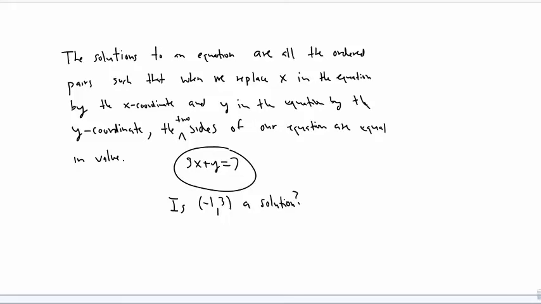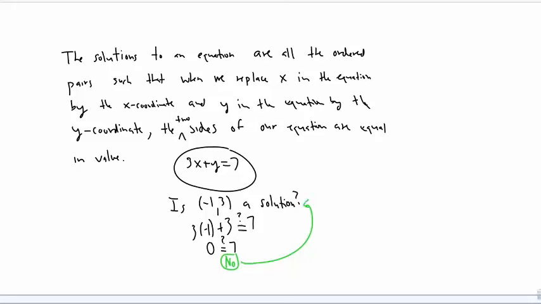Well, being a solution means that when we replace x by -1 and y by 3, the two sides are equal. So we have to see whether the two sides are equal after those substitutions. The left-hand side becomes 0. So is 0 equal to 7? And the answer is no. This ordered pair is not a solution.